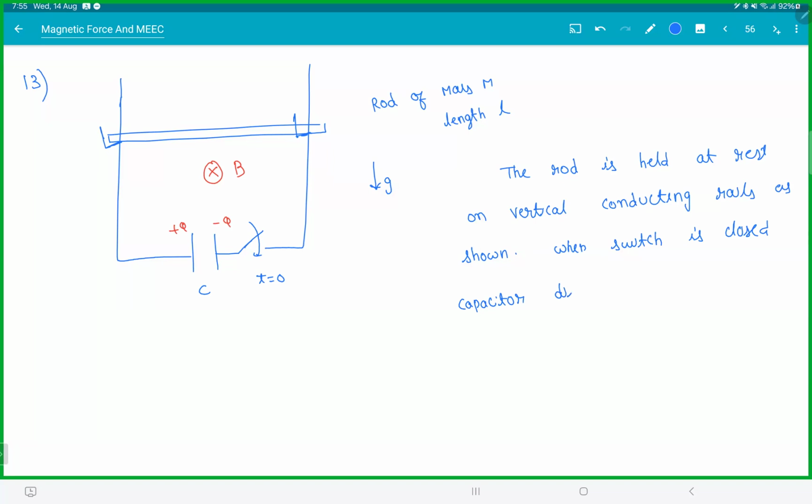Capacitor discharges instantly. It does take a very small time, in nanoseconds. So find the maximum height of the rod. After this, something happens and the rod starts moving. Find H max of the rod and the heat produced.